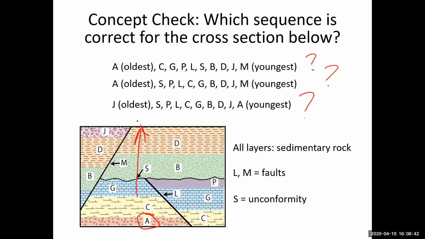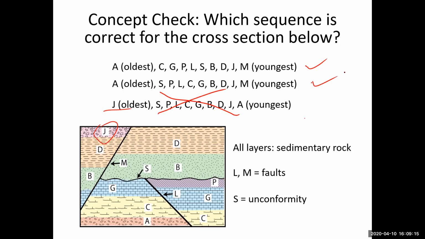Okay, well, what did you come up with? And a lot of times on multiple choice questions like this, it's very easy to eliminate certain choices right off the bat. We know, for example, that J is not the oldest layer. J is the youngest layer, or one of the youngest features on the diagram, if not the very youngest. So we can eliminate that. So we're just down to this one or this one. Is it this or is it this?